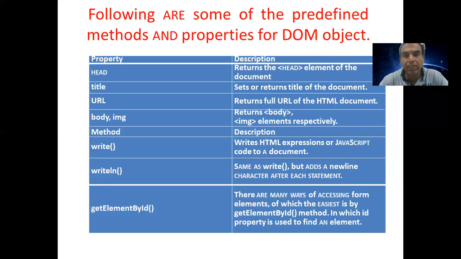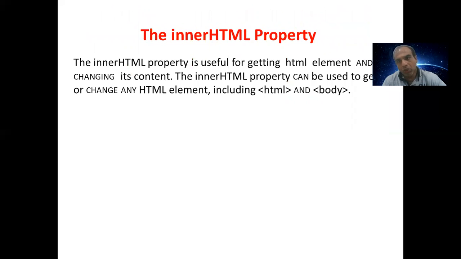And getElementById, there are many ways of accessing form elements. So it identifies that element, form element, name of that form, object element, text box element, by the ID. So wherever the ID property is used, we can find it out with getElementById. So these are some of the properties for the DOM. New thing is shown over here, the innerHTML property.